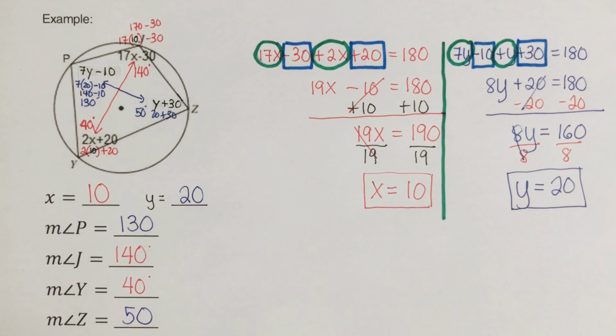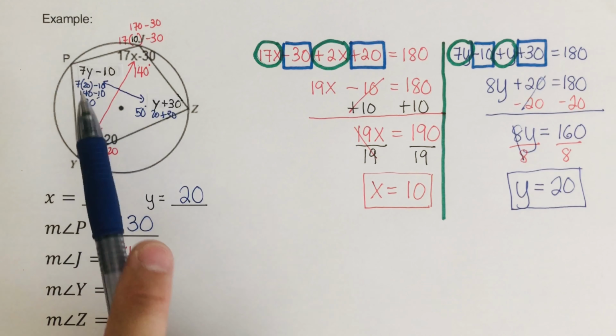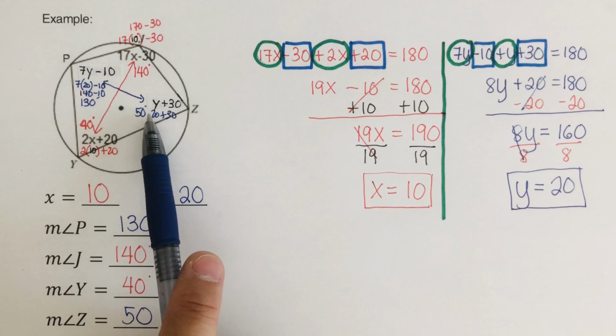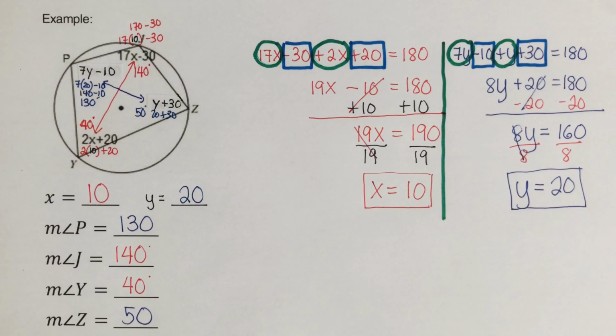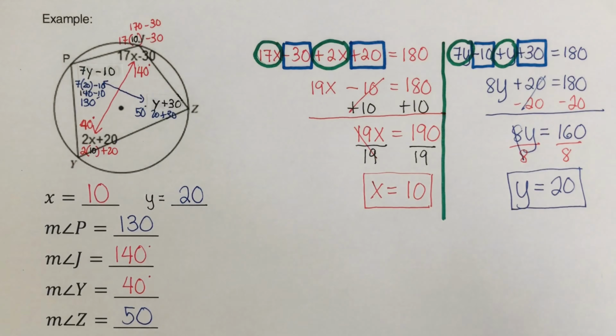Again, we can check our work by adding them all up together: 140 plus 130 plus 40 plus 50. The sum should be 180. By the way, this picture is not drawn to scale. Did you get the same answers as this?